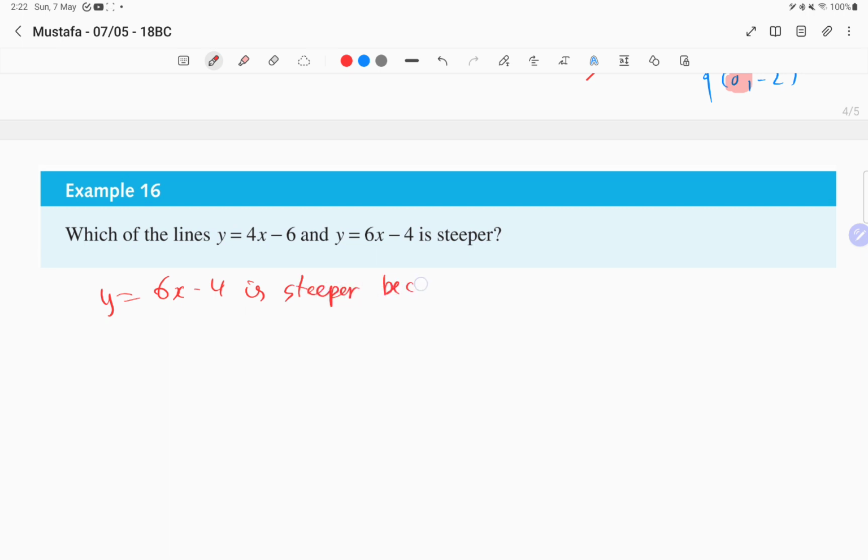Because the y-intercept is... No, it's not the y-intercept. We're talking about slope. What represents slope? It's higher x-intercept. No, it goes higher. It's a y-intercept slope, right? No. The gradient is the slope. Okay. So why is y equals 6x minus 4 steeper? What's the gradient?